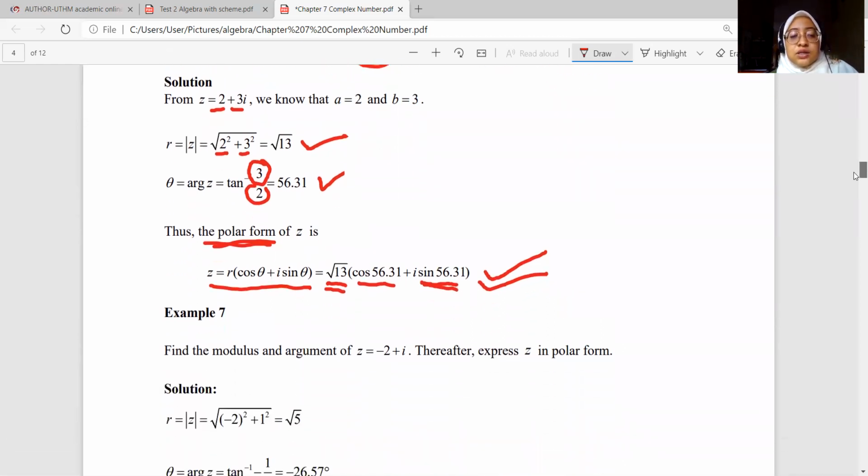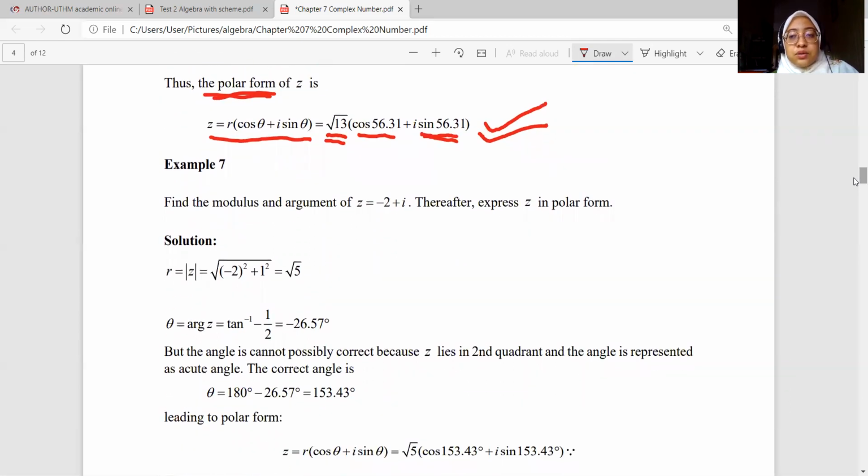Okay, the next example is still about the polar form, but now we have z equal to negative 2 plus i. Negative 2 is our a, and b is 1. Express in polar form. The first thing we have to find is the modulus of z: the square root of negative 2 squared plus 1 squared, so we got square root of 5. Then theta is the argument of z, the inverse tangent of negative 1 over 2.